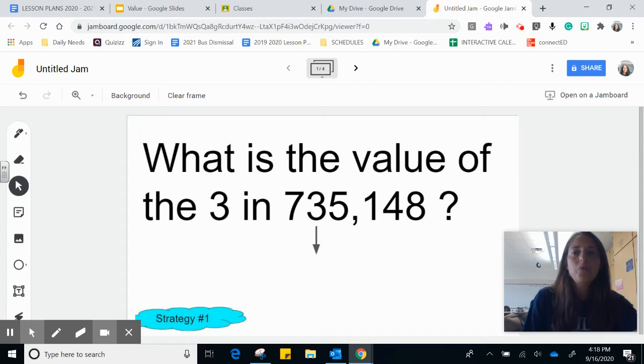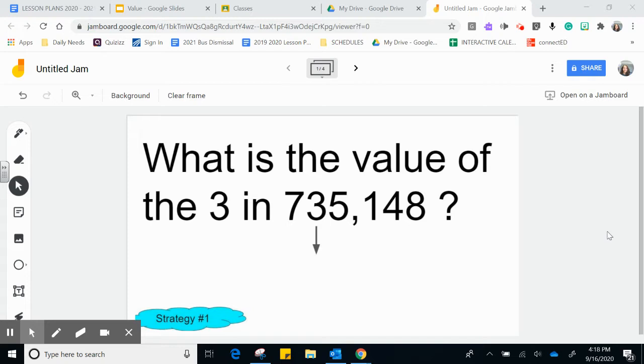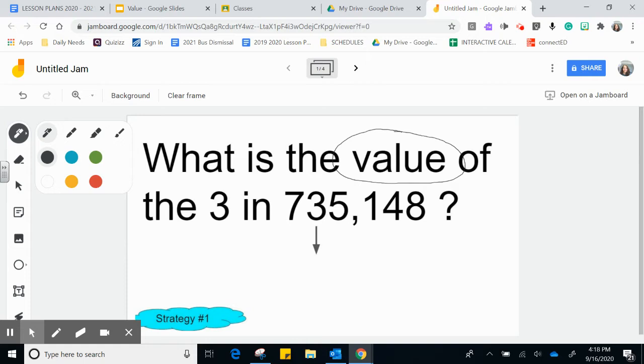Now, with strategy 1, and actually, I'm going to get rid of my face here so you can pay attention. All right, with strategy 1, what I like to think about with value is the word value has a clue in it. And the word value has the letter V, and the letter V reminds me of a downward arrow. So that's going to be strategy number 1. Since we're looking for the value of the 3, I'm going to find the 3 in the number 735,148. And I'm simply going to draw a downward arrow coming straight down from the number 3. And I'm basically going to pull that number straight down.